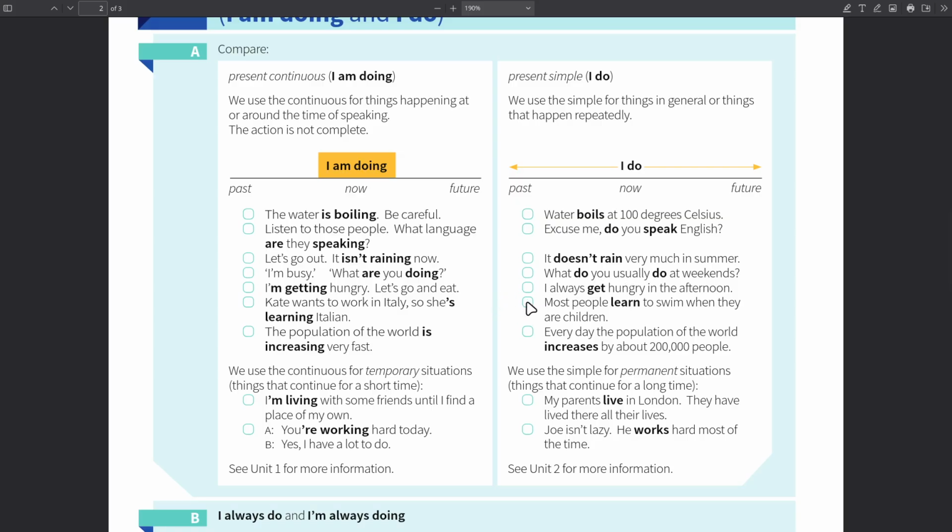I always get hungry in the afternoon. Most people learn to swim when they are children, right? That's true. Most people, not everybody. Every day, the population of the world increases by about 200,000 people. Okay, it's something that happens in general, right?